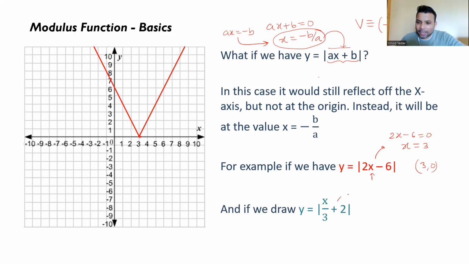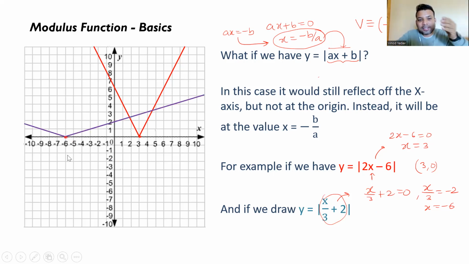What if we draw this? Same thing. Equate this to 0. x by 3 plus 2 is equal to 0. So x by 3 is equal to minus 2. So x is equal to minus 6. So when x is minus 6, this whole thing will become 0. That is, when x is minus 6, y is 0. So minus 6 comma 0 will be the new vertex. What will be the shape of the V? Yes, the coefficient is 1 by 3. So it will be a flatter V, more towards the x-axis. See, something like this.